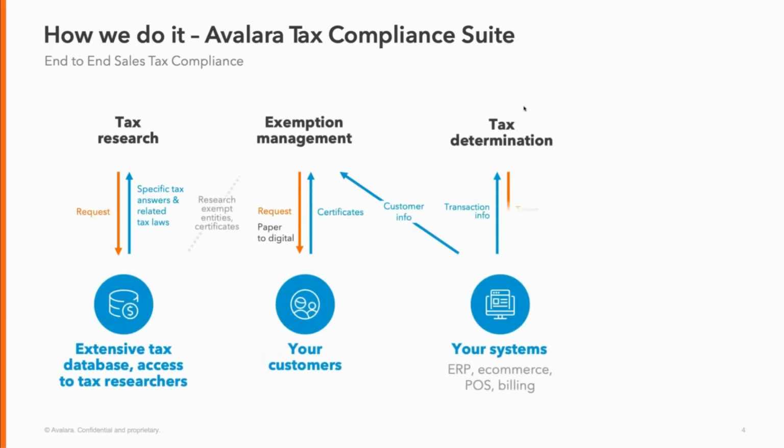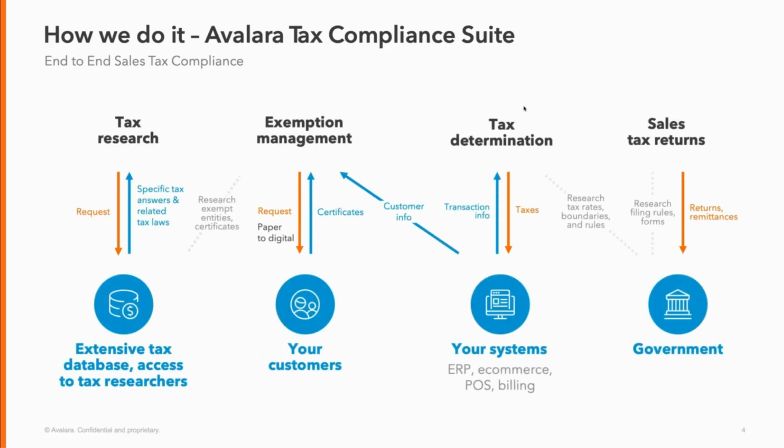This here is a conceptual diagram of how our solution is working. So we start with our tax research to understand the taxability of the products and services that you have to offer to your customers. We then have a digital repository of all of your exemption certificates. So we turn paper into pixels to make sure that we have the ability to gather those exemption certificates and provide them to anyone if needed.